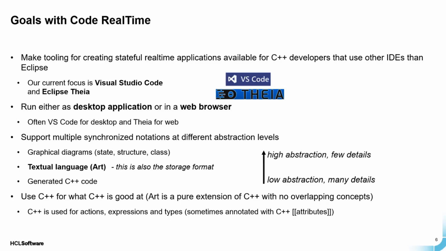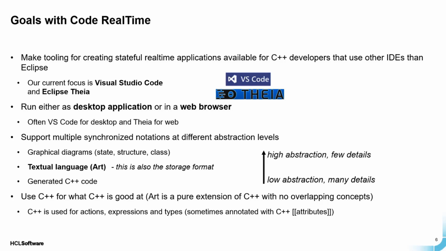But in the middle of this hierarchy, we have the textual language, which is also the storage format. So the Art files, that's where we store everything. Those are the files you will put in Git. And after a while, you will probably prefer to do most editing on that level. And then we have the generated code, which gets generated from the Art files, which is very similar to the code that you get from Model RealTime. There are some improvements and some differences, but for the most part, it's very similar.